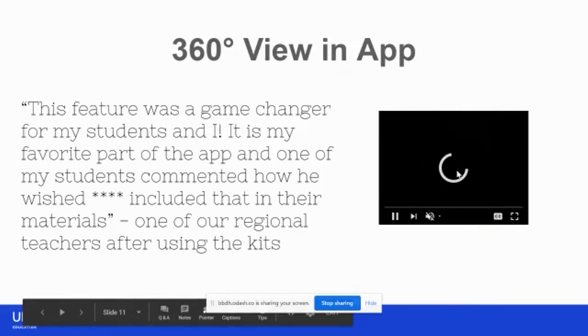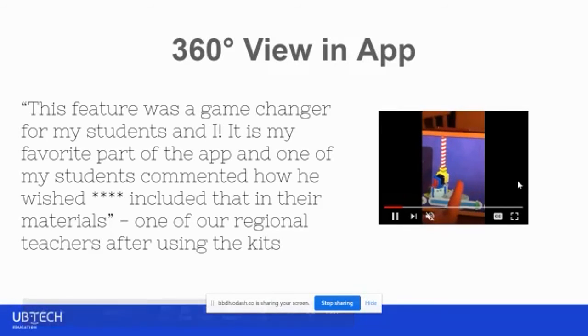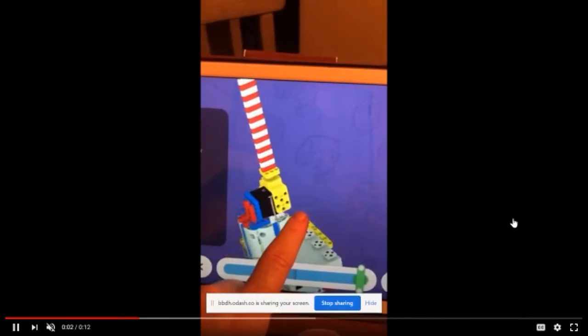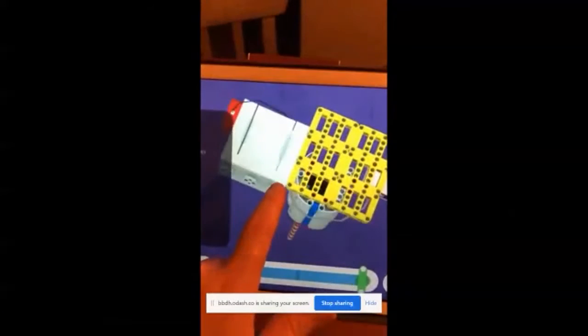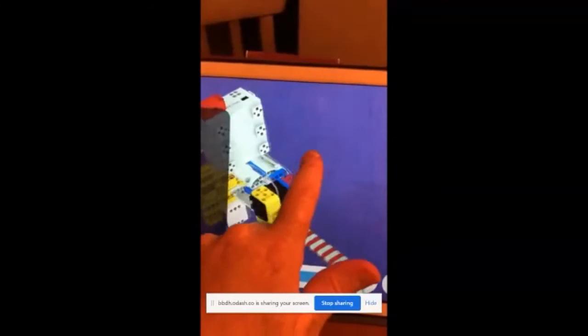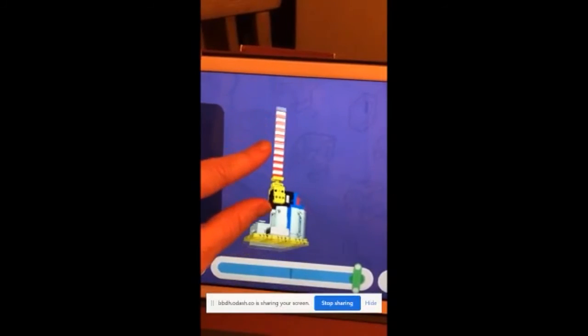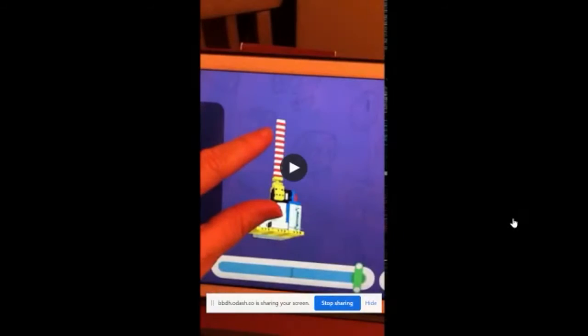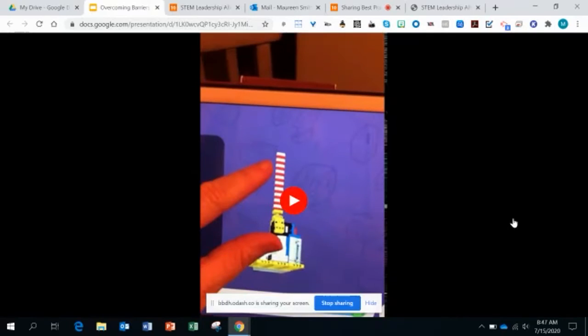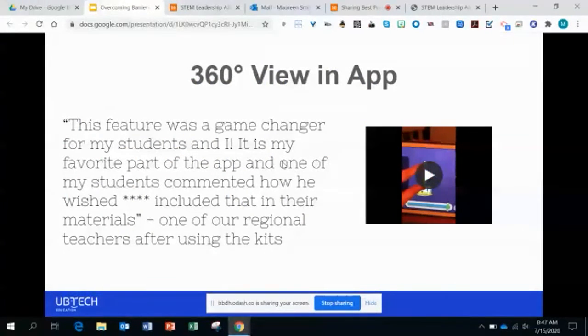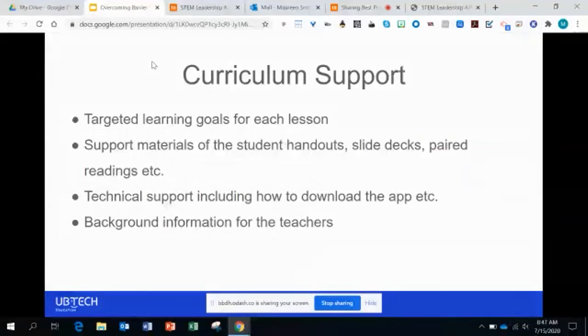And so this is a very short clip. We'll see if this works. What you can see is when you're in the app, and I use this all the time, you can actually move that build around. So if there's any question about where something should be positioned or how it should be in there, it's so easy to just zoom in, zoom out, turn it to a different direction. And it really is one of the big pieces for our teachers.